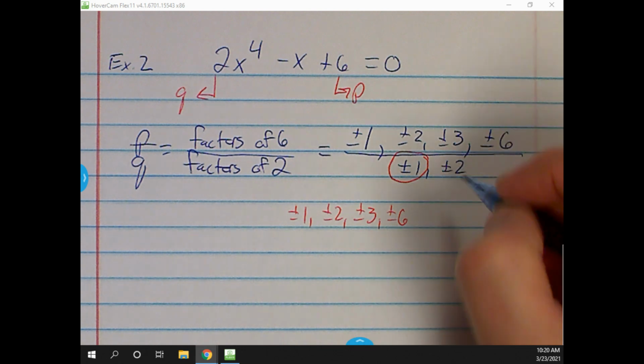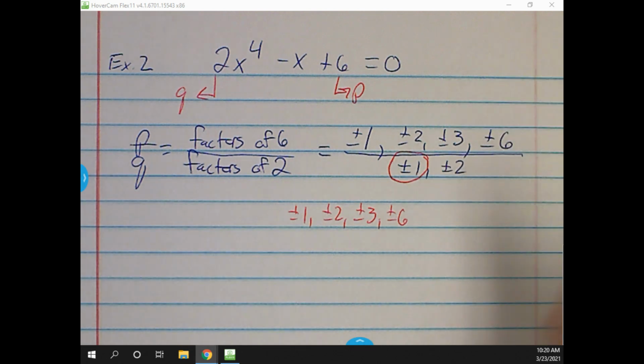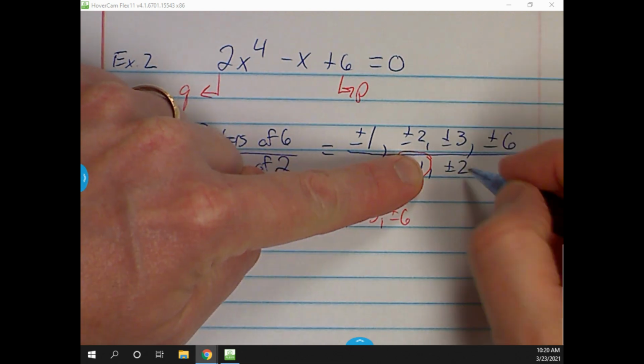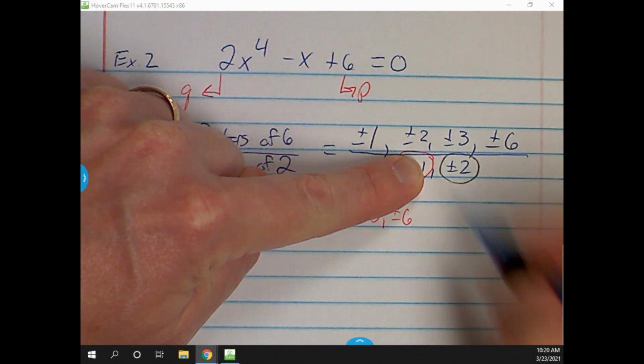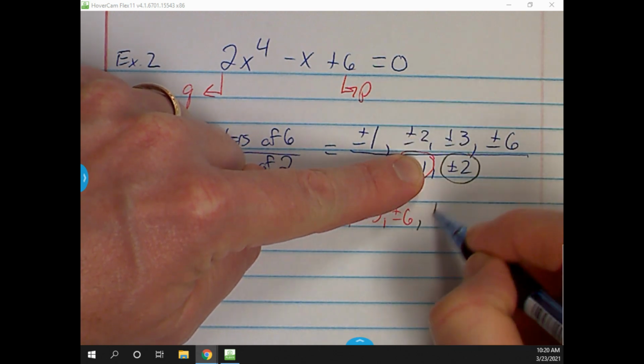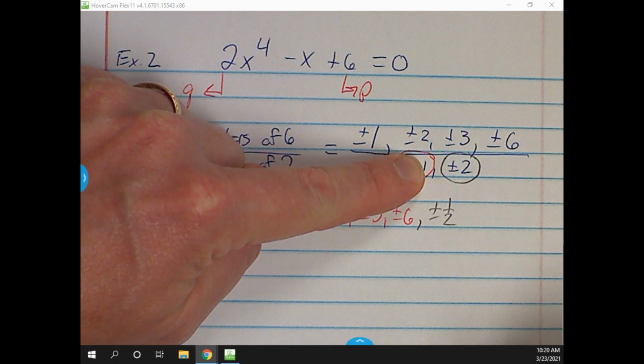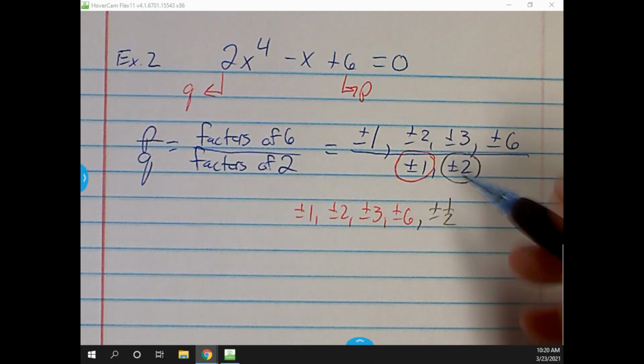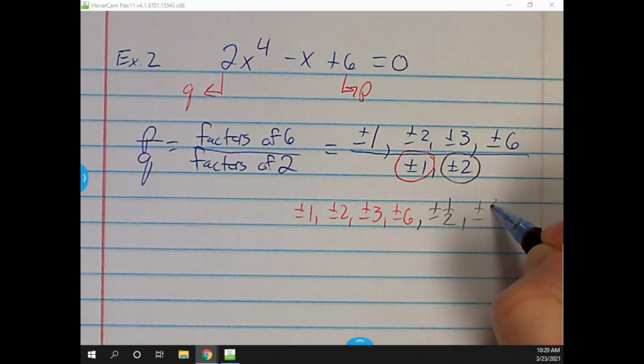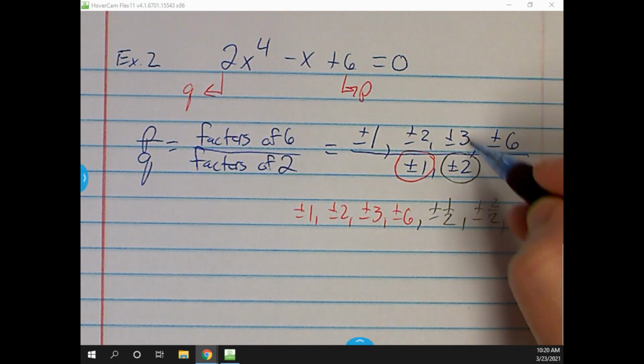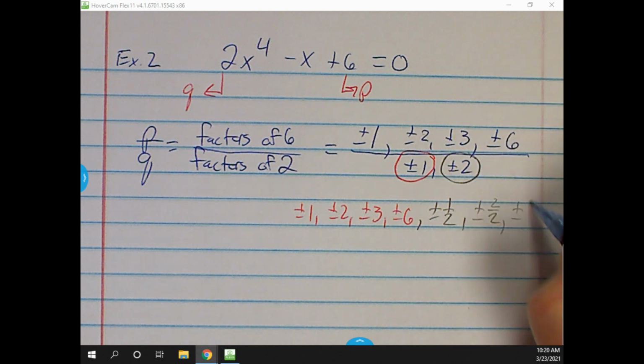Okay, but then you've got to go back and divide. After you divided everything by 1, you kind of cover that part up. Now you've got to go back and divide everything by 2. So it's 1 divided by 2, which would be a half. Then it's 2 divided by 2. Then it's 3 divided by 2. And then it's 6 divided by 2.